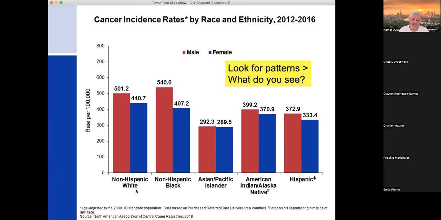So these are non-Hispanic whites, right? Males and females. And they tend to have quite a high level of cancer incidence. Then these are non-Hispanic people of a Black ethnic background, right? And you can see females have less cancer than non-Hispanic whites, but males have more cancer than non-Hispanic whites, right, in the Black population.